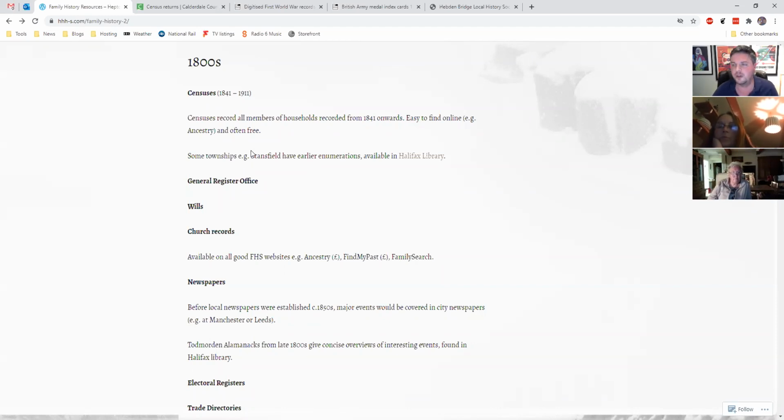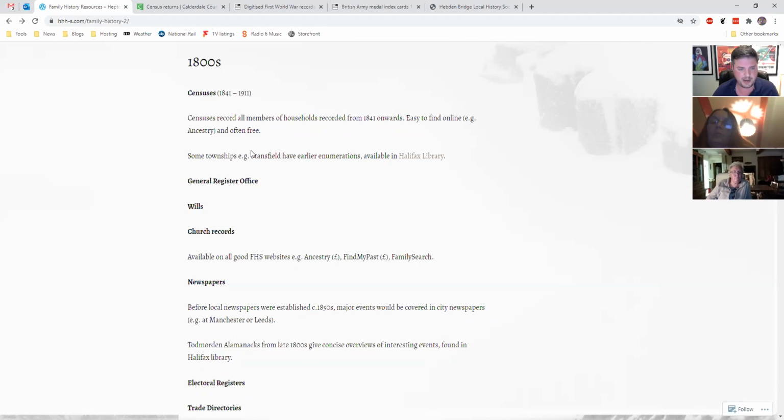Using censuses properly is probably an hour-long talk in itself. All I would say here is, for the 1841 census, don't ignore information like occupation. And don't ignore people, cohabitants especially. Don't make assumptions and don't ignore them either. They're actually very useful bits of information. We have the General Register Office, again, as I mentioned, wills, church records.